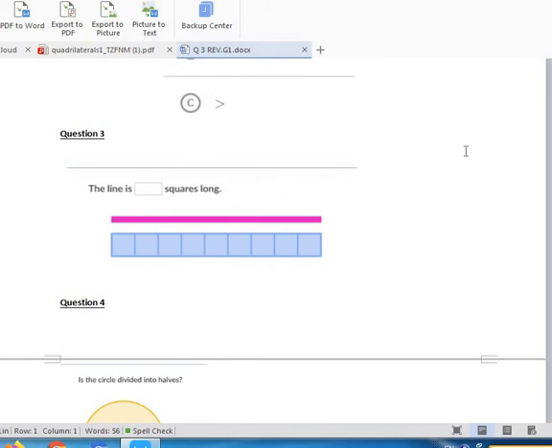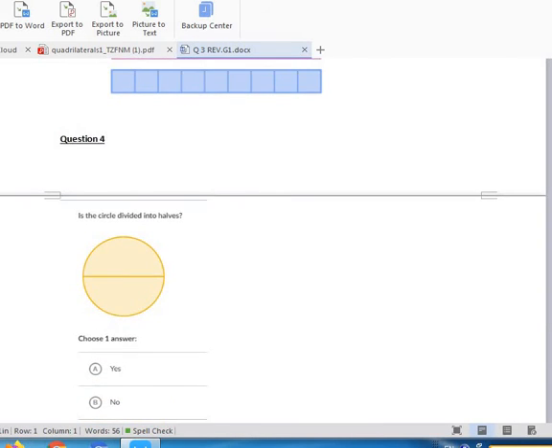Okay, question 3. The line here, how many squares long? Let's count the squares to find the length of the line. 1, 2, 3, 4, 5, 6, 7, 8, 9. So I'm having here 9 squares.